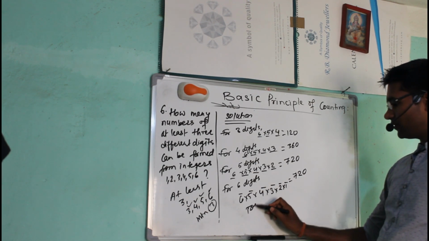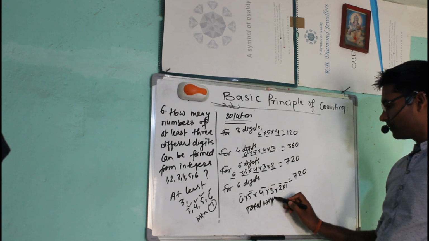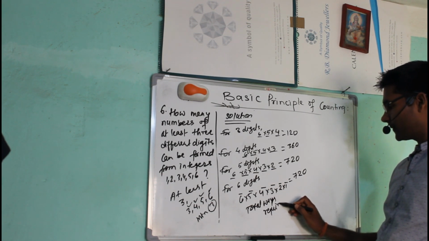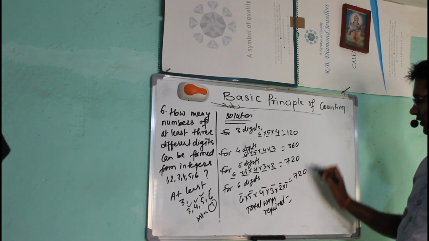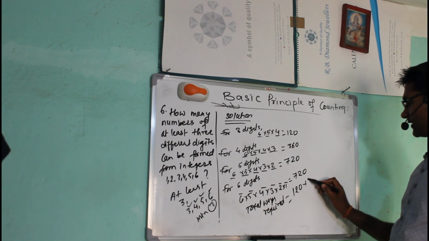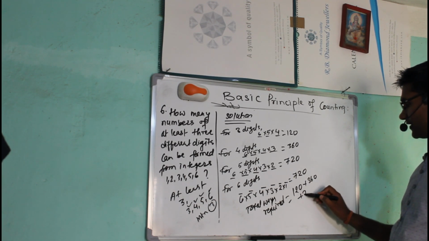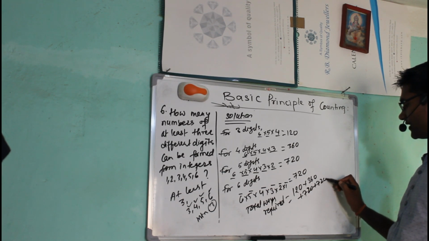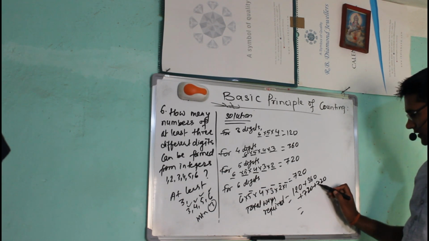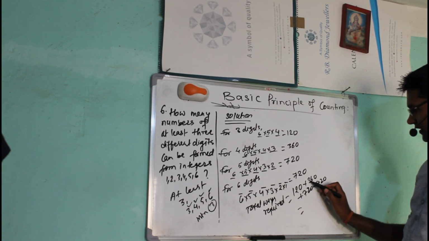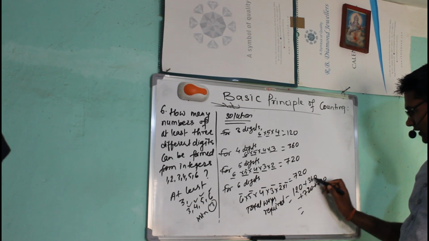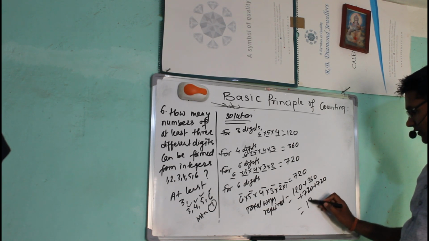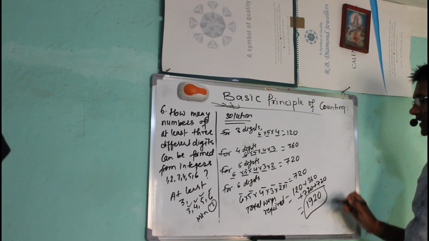So the total ways required will be this or this or this. In the case of or, we add 120 plus 360 plus 720 plus 720, and it gives 1920. So 1920 will be your correct answer. This is the answer. Hope you understood this.